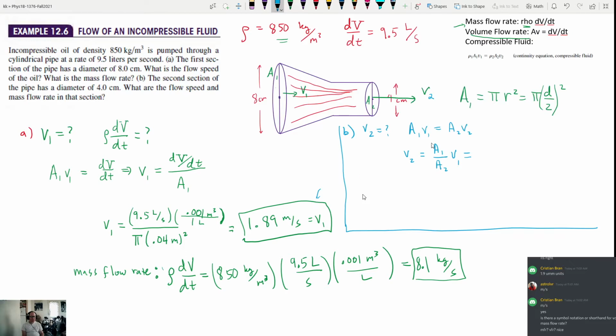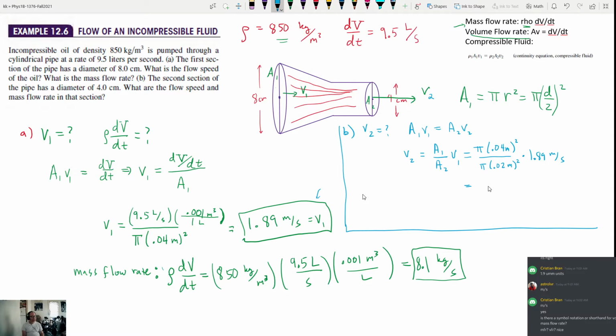And then we can now plug in for these areas here. So A1 is the area over here. We said that was going to be pi times the radius, which is half of 8 centimeters, or 0.04 meters, squared, divided by A2, which is going to be pi times half of 4, which is 0.02, so the radius is going to be 0.02 meters, also squared. And we just need to multiply that by 1.89. If you look at this ratio, you don't even worry about the decimals, the pi's cancel. It's 4 squared over 2 squared, which is like 2 over 1 squared, which is 4. So our answer is basically going to be 4 times this.